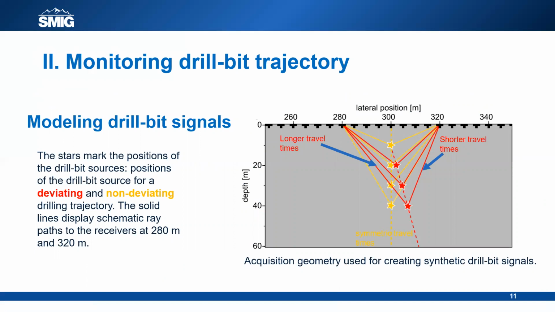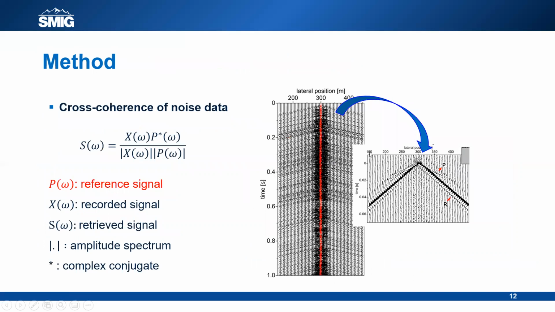Monitoring drill bit trajectory. This part of the job started with the modeling, and in this image you can see the approach. The idea behind it is that if the drill bit is inclined, then our receivers would detect changes in travel times. The processing goes in the same way as for seismic imaging. We have to use the reference trace, and we need to cross-correlate it or apply cross-coherence with other traces to get the active seismic image, or something that looks like an active seismic image.